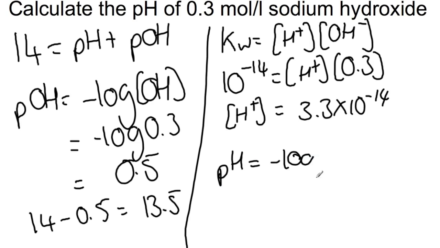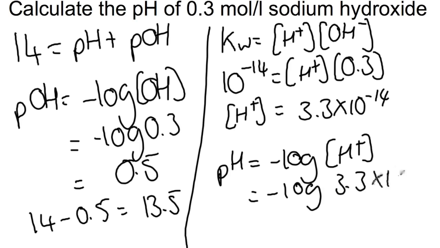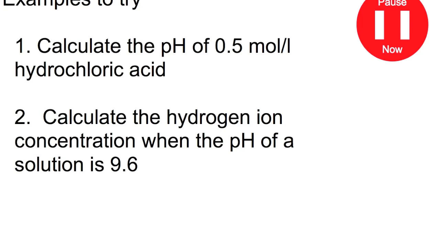So negative log concentration of hydrogen ions, and if you put that into the calculator, then you'll get a pH of 13.5. So you get to the same answer using either method. Pause the video now and try these two examples yourself.